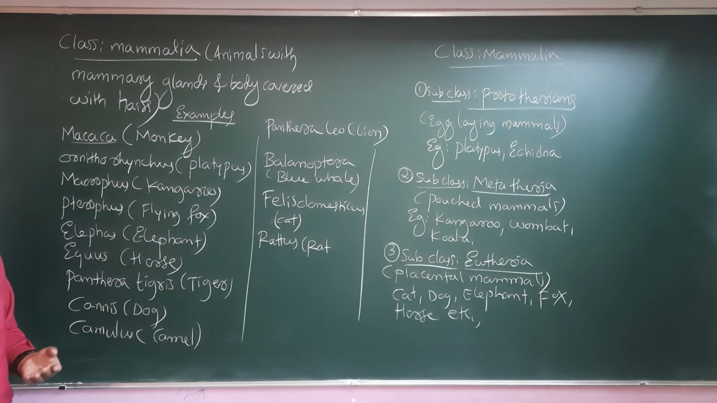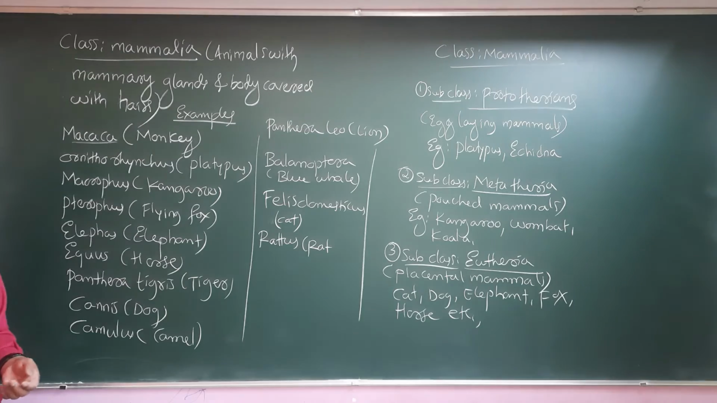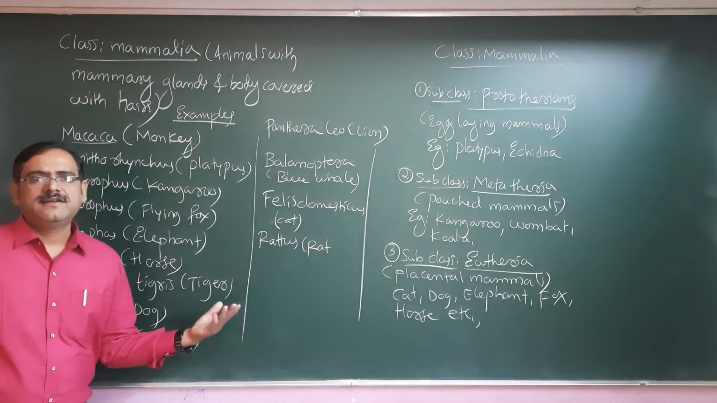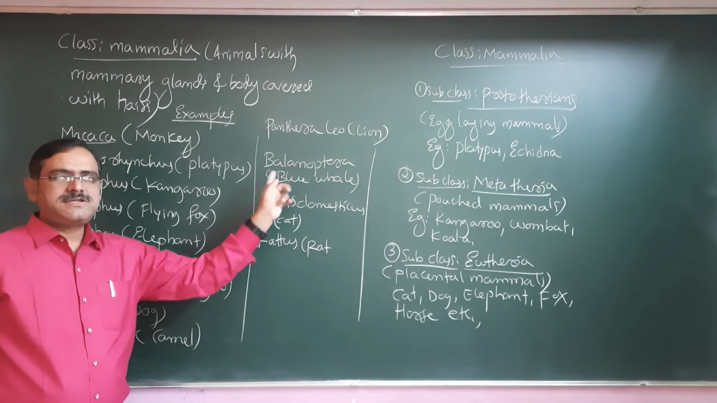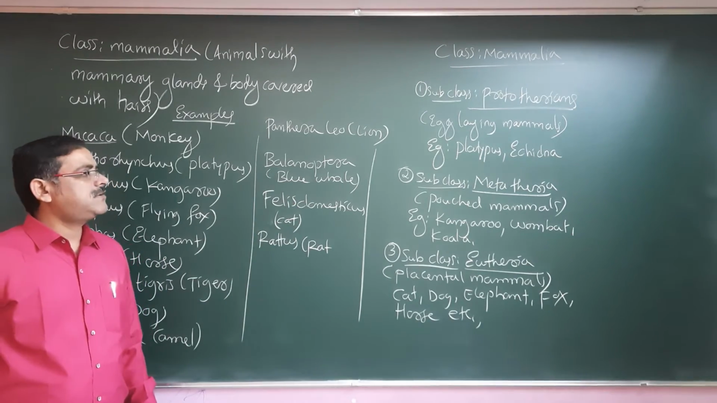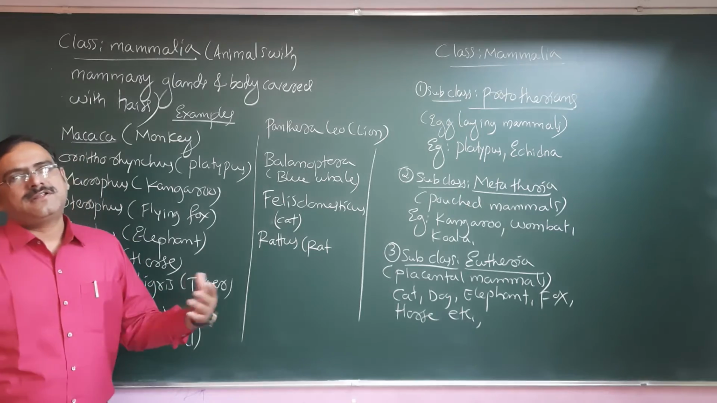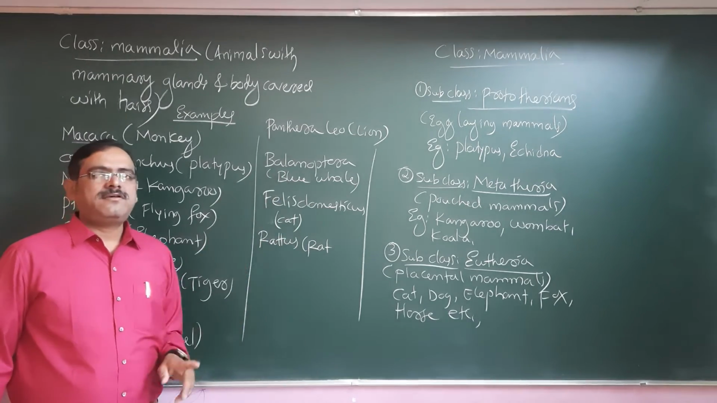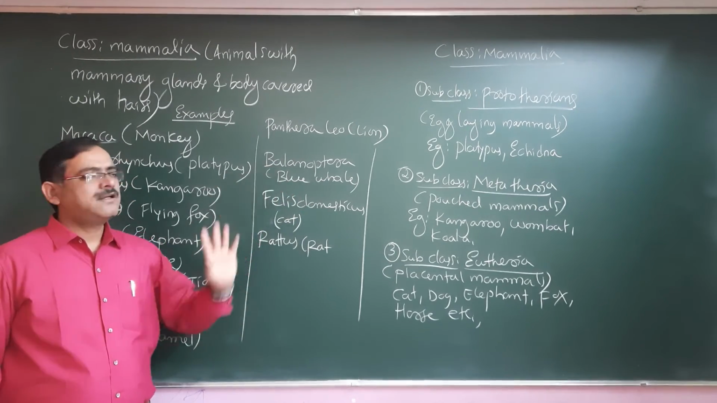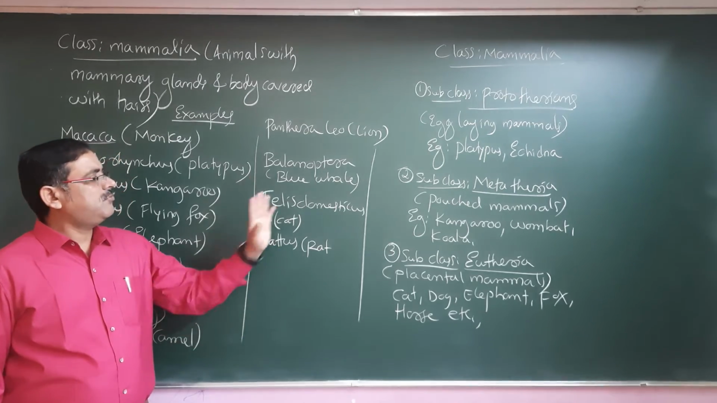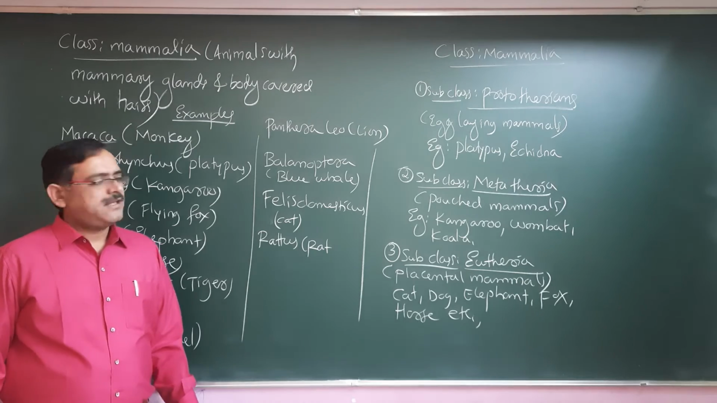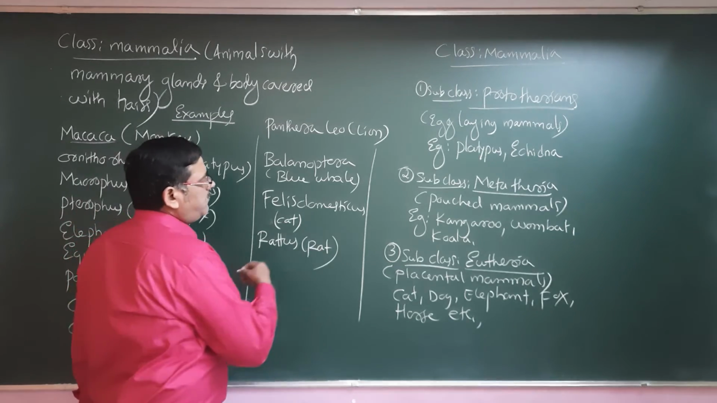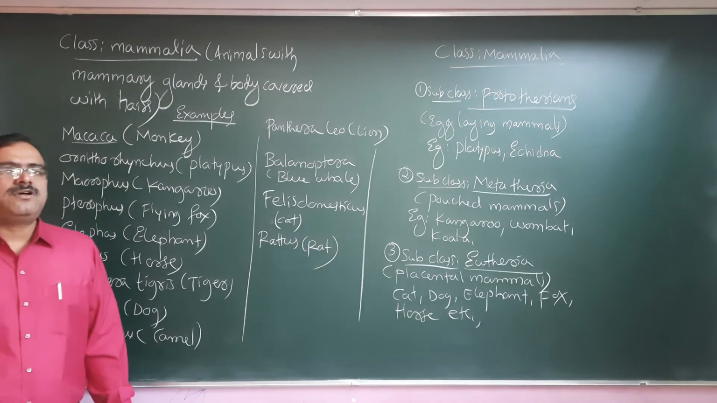Then Canis is the dog. Then Camelus is the camel. Yes, it is the desert animal again. Lots of modifications we can find in the camel also. Then Panthera leo is the lion. Balaenoptera, which is again the largest mammal on the earth or inside the water. What we say on this planet, the largest mammal is Balaenoptera, the blue whale. Felis domesticus is the cat, Rattus is the rat. So these are a few typical examples, yes, you need to remember.